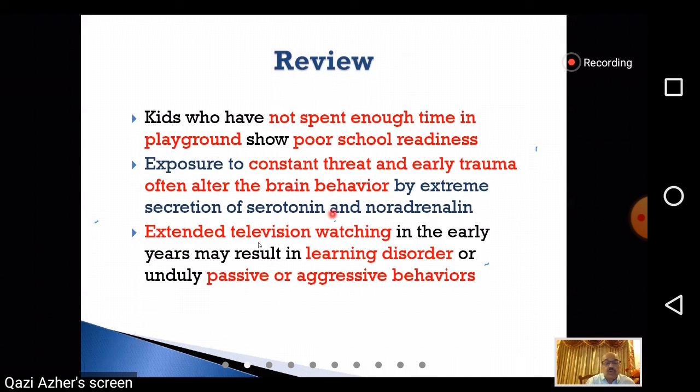Extended television watching, again, will lead to aggressive behavior, passive and aggressive behaviors.